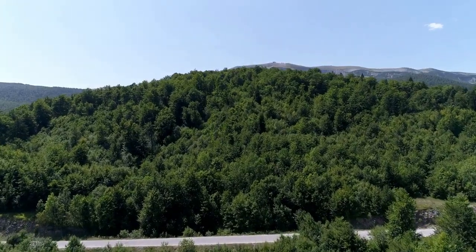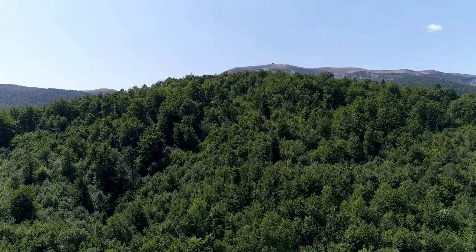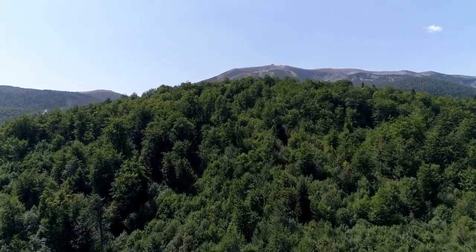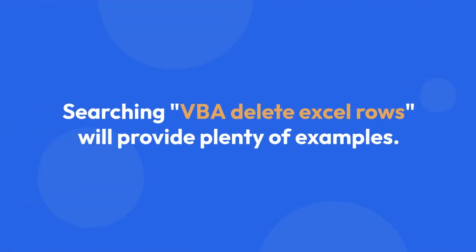This method gives you immense power and flexibility in deleting rows, particularly if you have large or complex spreadsheets and need to delete based on complicated rules. A basic VBA example might involve looping through rows and checking cell values, then using the rows delete method to remove unwanted rows. Searching VBA delete Excel rows will provide plenty of examples.